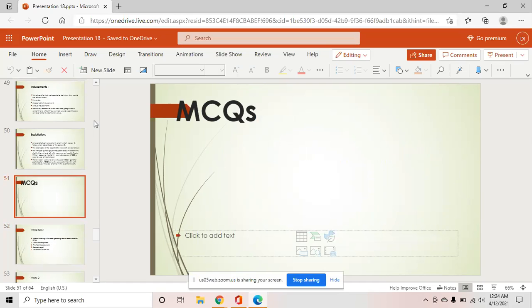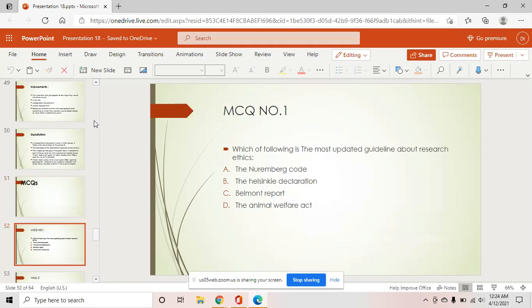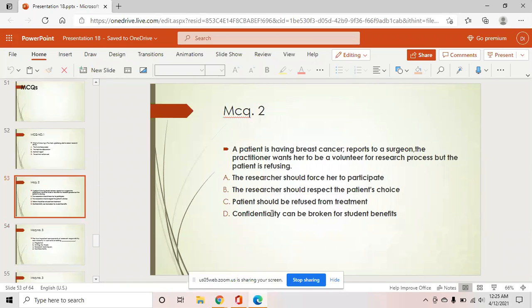Now comes the MCQs. Which of the following is the most updated guideline about research ethics? Nuremberg Code, Belmont Report. C is the right answer. Belmont Report in 1977. Nuremberg Code was the first one to be designed. After that, Helsinki Declaration was done, and after that, Belmont Report was made.